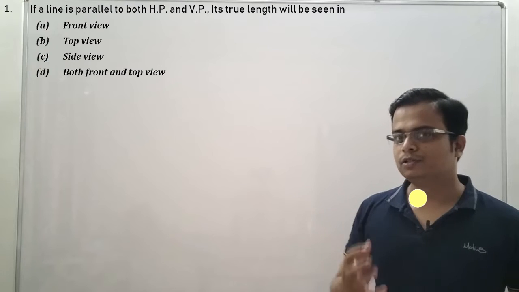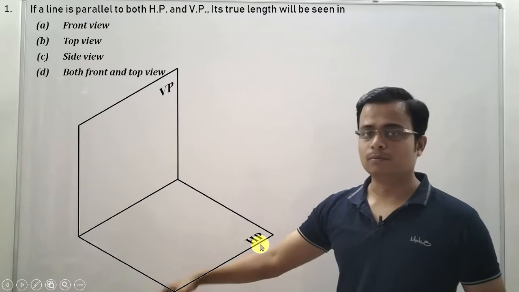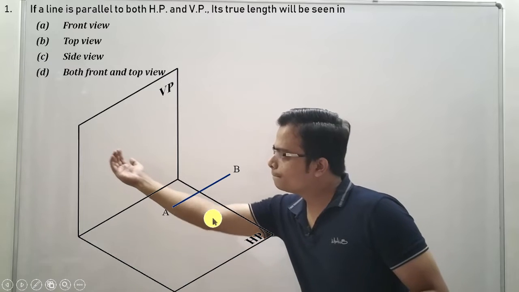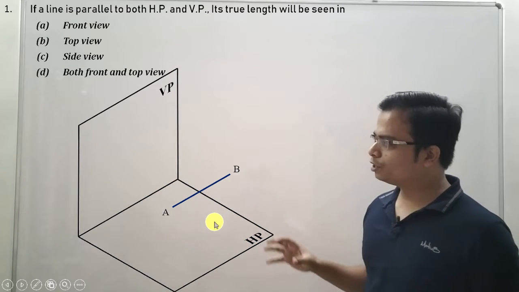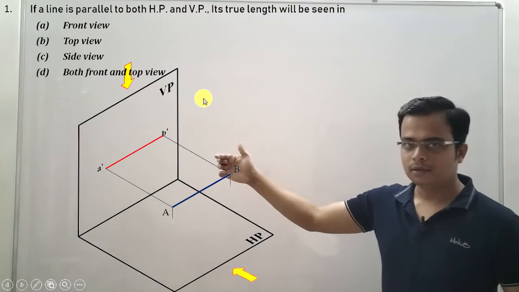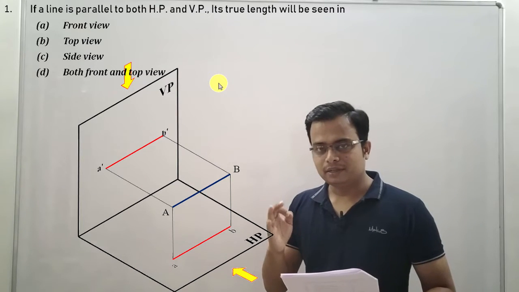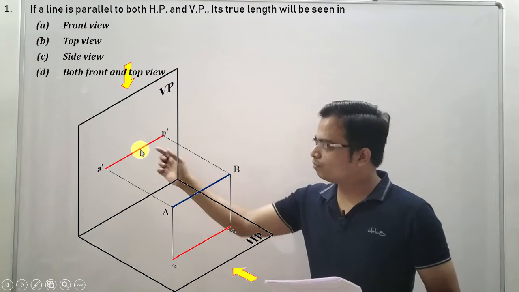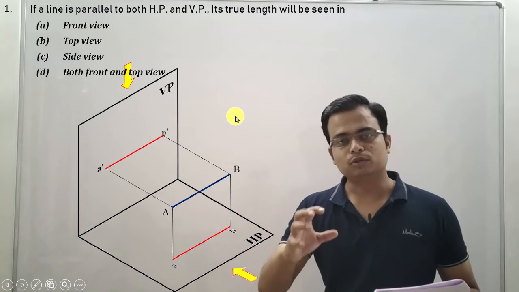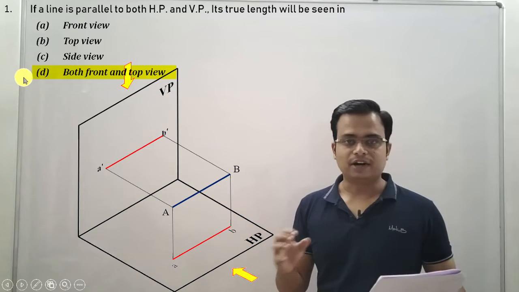To find the solution, let us take a look at this animation. There is this VP, there is HP, both of them are principal planes, and we'll try to keep a line in such a manner that it is parallel to both HP as well as VP. Now try to take the projections from the front, that's the front view, and now let us take a look at this line from the top, that's the top view. So what we've been asked is, the true length is seen in, well, you can see the true length from the front and you can also see the true length from the top. So true length is basically visible from both front as well as top. So the right option is option D, both front and top views.